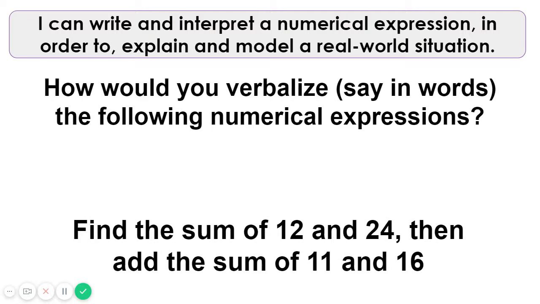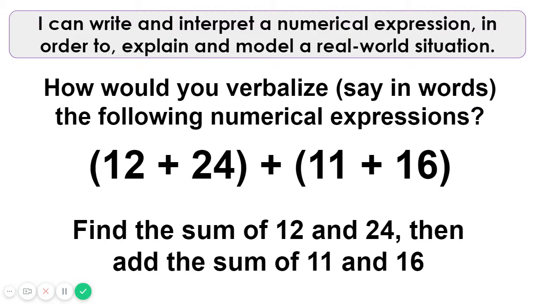Find the sum of 12 and 24, then add the sum of 11 and 16. So I have 2 parts to this one. So I remember sum means that I have to add. So find the sum of 12 and 24, then add the sum of 11 and 16. So in order to do this, I have to add both of those parts in parentheses. 12 plus 24 in parentheses, plus 11 plus 16 in parentheses.